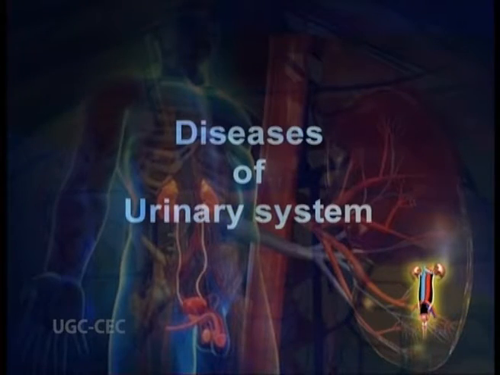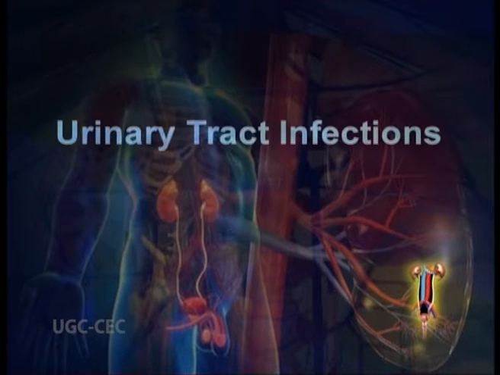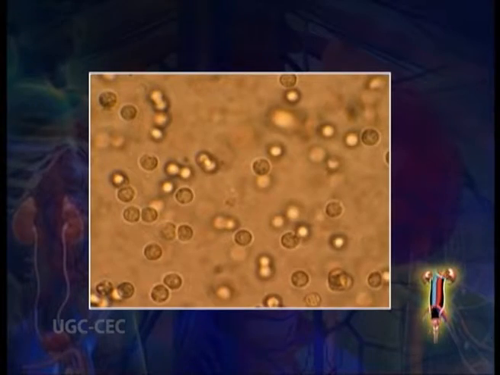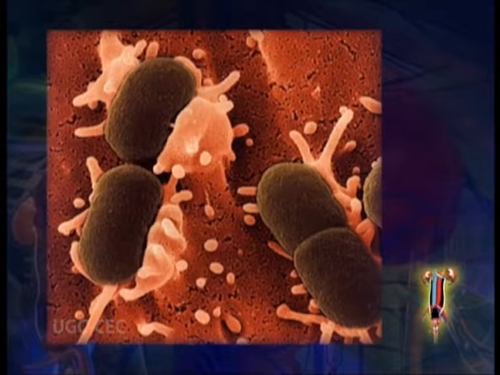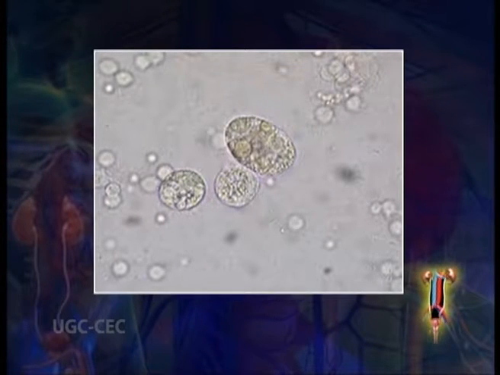Various diseases of urinary system. Number 1. Urinary tract infections. Urinary tract infections, also known as UTIs, is either an infection of a part of urinary system or the presence of large numbers of microbes in the urine. UTIs are more common in females due to the shorter length of the urethra.